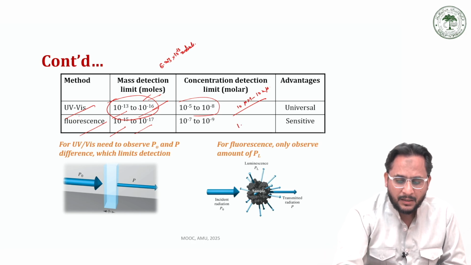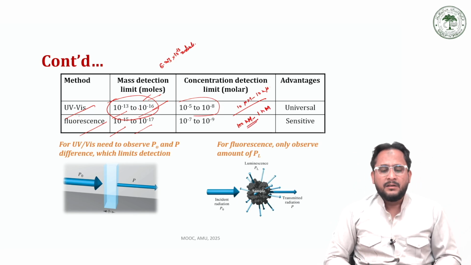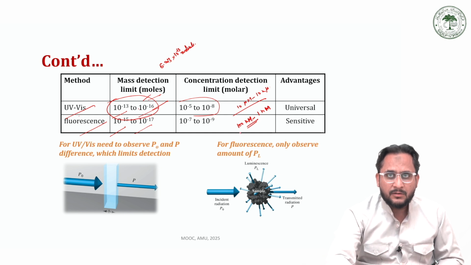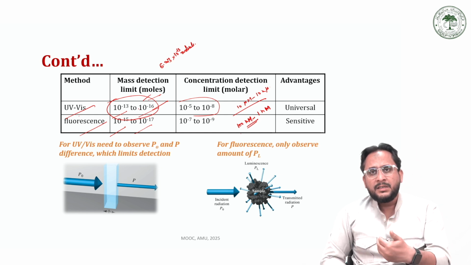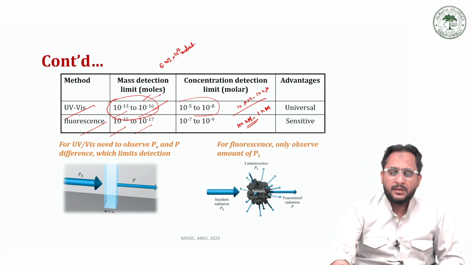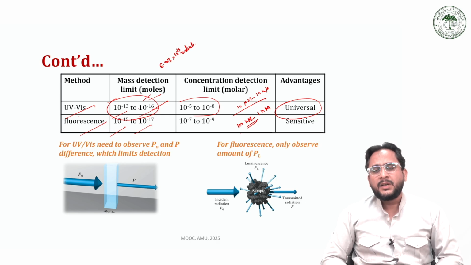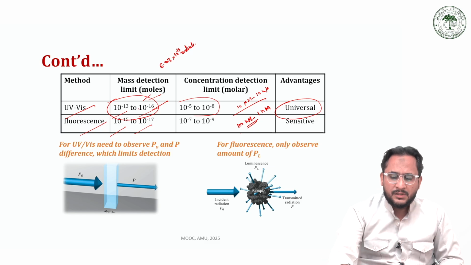We can have the detection of sample from 100 nanomolar to 1 nanomolar. Here also we can go up to 10 times higher. So in this case also we can have detection limit even 10 times better than UV visible spectroscopy. Therefore, although UV visible is a universal technique which can be applied to nearly all molecules because all molecules absorb light radiation, fluorescence is quite sensitive.